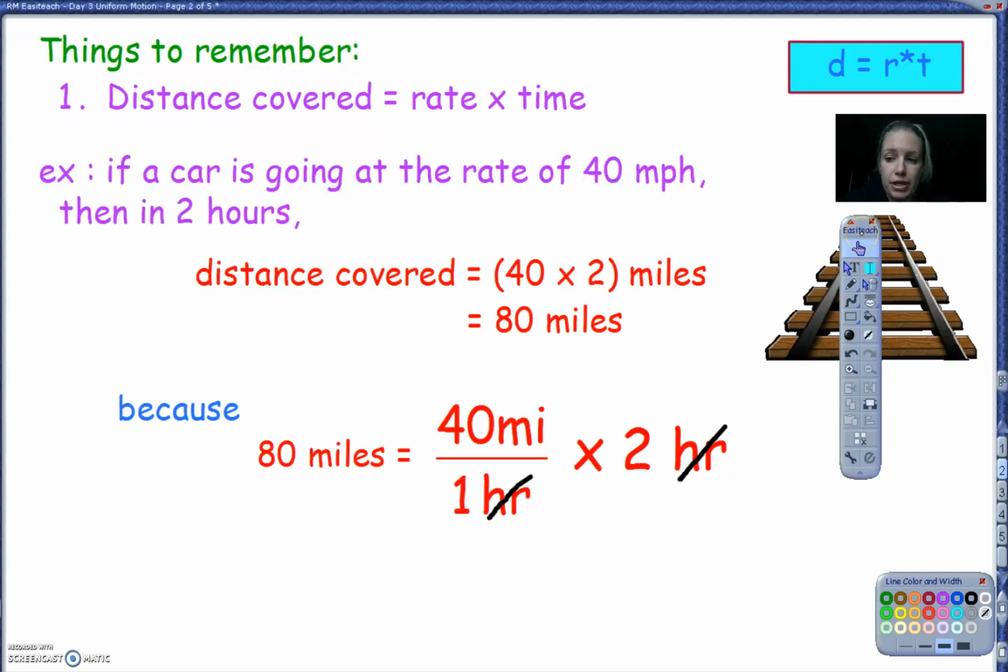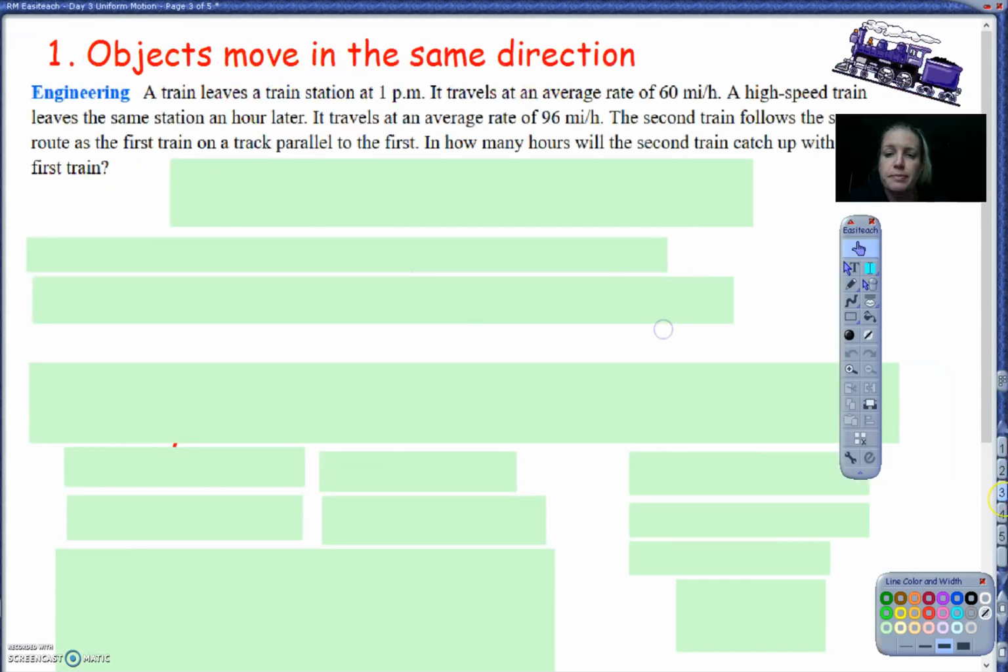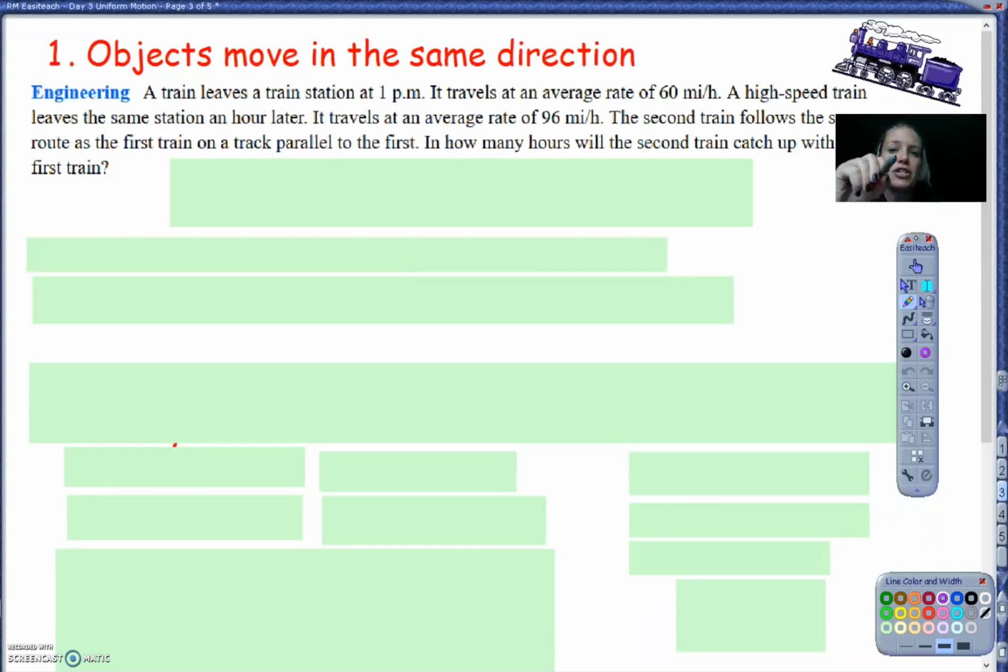Okay, so remembering this stuff, let's look at our first type. Okay, pause, write all this down, and then follow along as I do it, because it's a difficult problem. Okay, a train leaves the station at 1 p.m. It travels at an average rate of 60 miles per hour. Oh, let me get that back here. Okay, and a high-speed train leaves the same station an hour later.